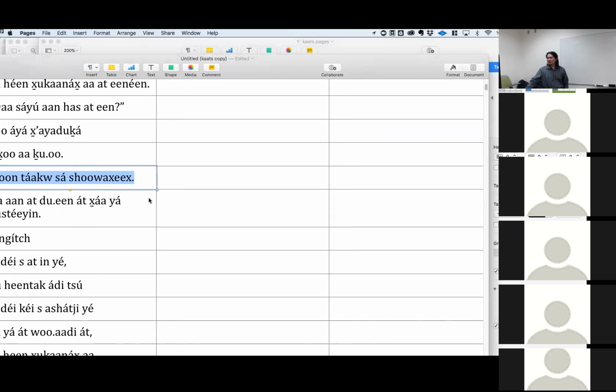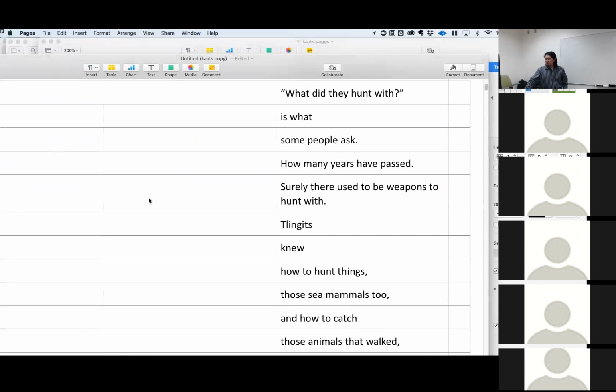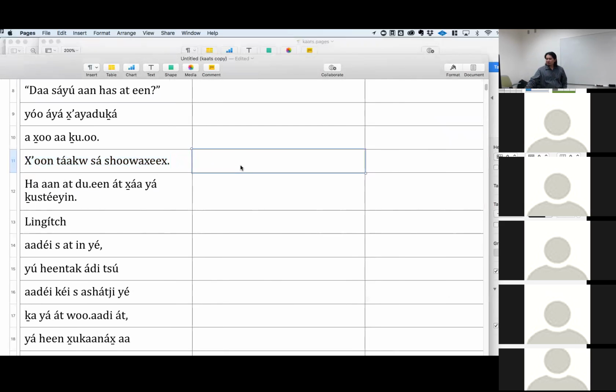But in this case, surely there used to be weapons to hunt with. I would probably, if I were writing this, and I'm never saying people are wrong, right? We've got to really reject that right and wrong type of thing, because a lot of people try to do that. As I just say, because when he says people are always asking, what did they hunt with long time ago? So many years have passed. That's probably how I translate that in the context of that.